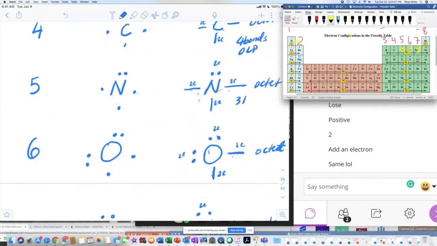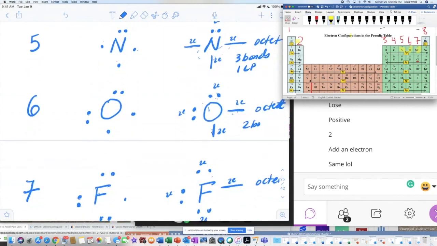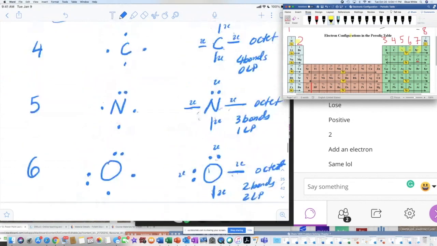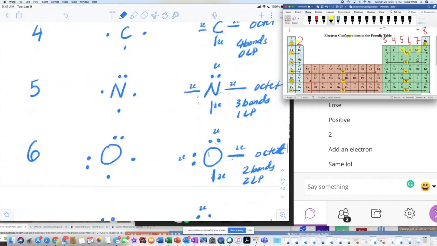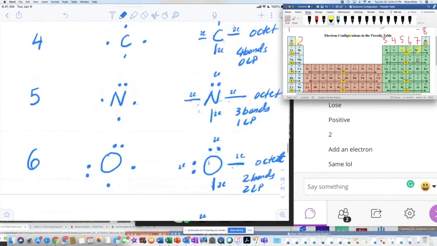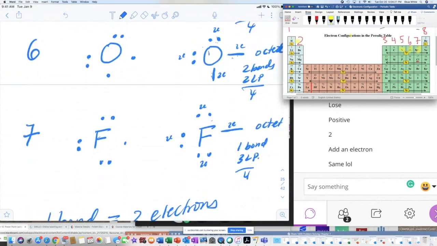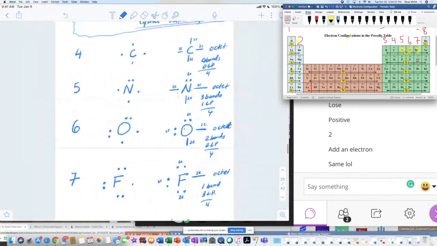Here we got 3 bonds, 1 lone pair. Here you got 2 bonds, 2 lone pairs. And here we got 1 bond, 3 lone pairs. So as the number of lone pairs increases, the number of bonds decreases. But in the end, you end up with 4 total, 4 total, 4 total, 4 total. Okay? So hopefully you're seeing a trend here.